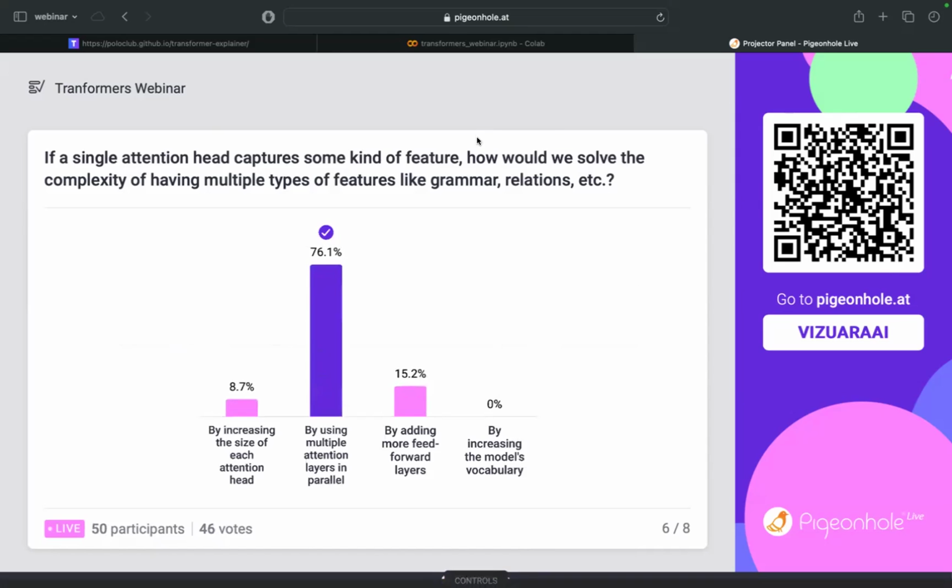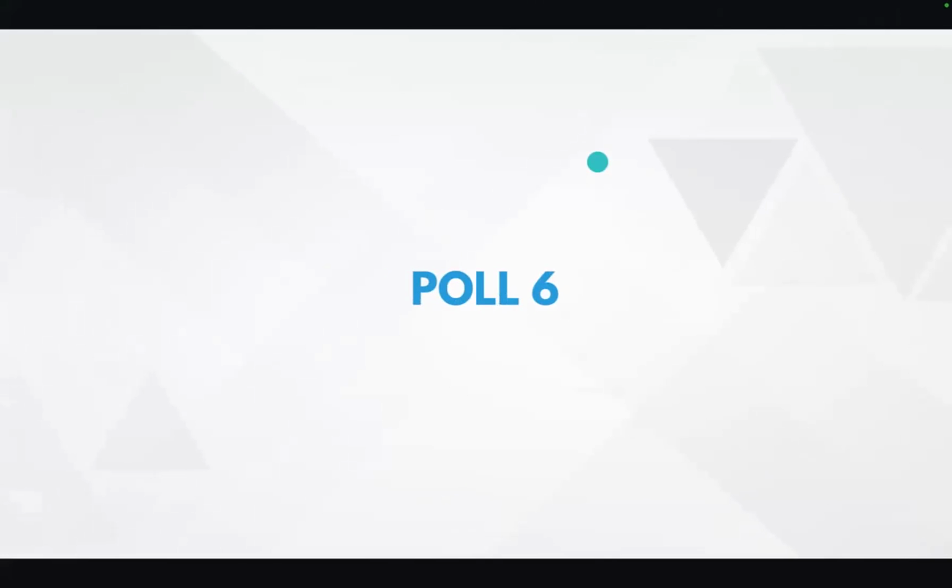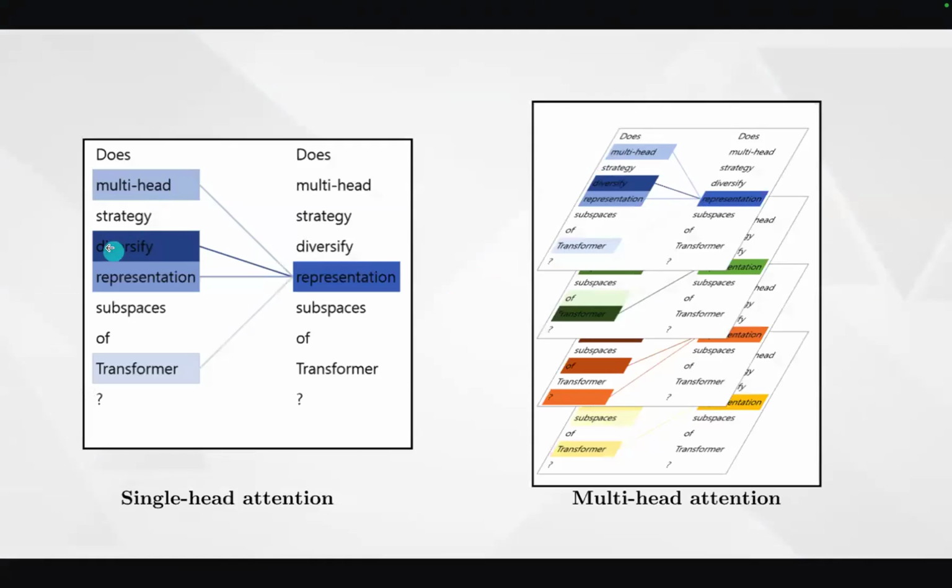All right. It's okay if you don't know this yet, because I'm about to just get into it. And this is the correct answer: by using multiple attention layers in parallel. So over here, a single attention head might be able to pay attention to some of these words, and it might learn some particular feature of the language, which helps in predicting the next word. But we might not just need one thing.